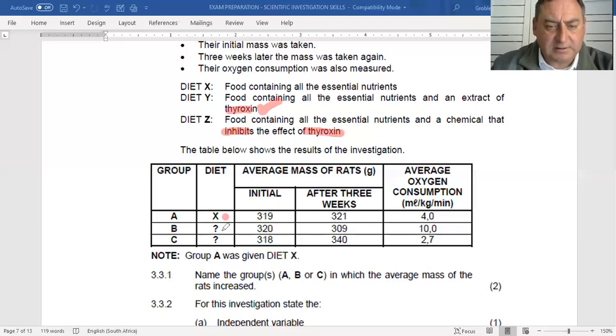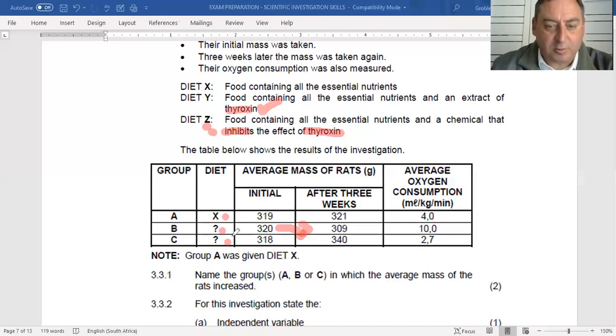But now look at this one here. These mice lost weight. Look, they started off with this, and 3 weeks later, now they weigh less. I think this was the group where they got the thyroxine, because they used even their body fat as energy. And these mice here, they picked up a lot of weight. They got quite heavy after 3 weeks. So I can see it must be this diet Z that was given to group C, because they did not have thyroxine, so they increased in weight.